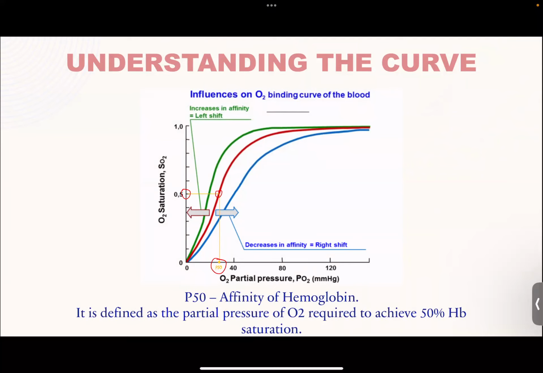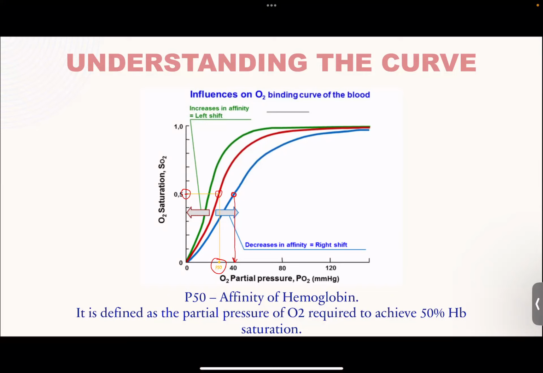Now, when our curve shifts to the right, we say that it decreases in affinity. Why would you say that? Because if we look at this value corresponding here, we're going to see that our P50 increased, okay?